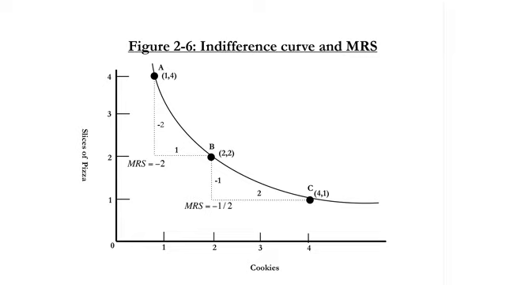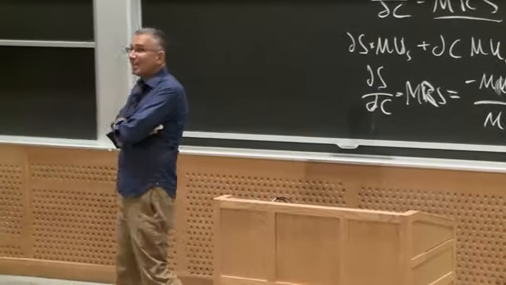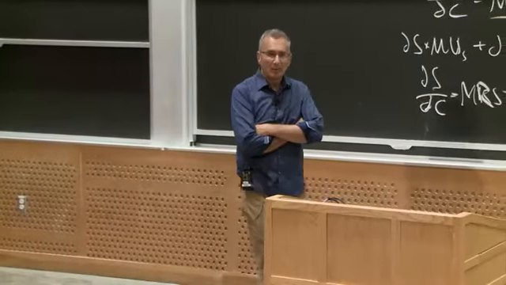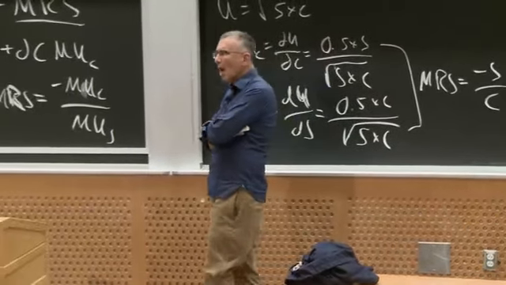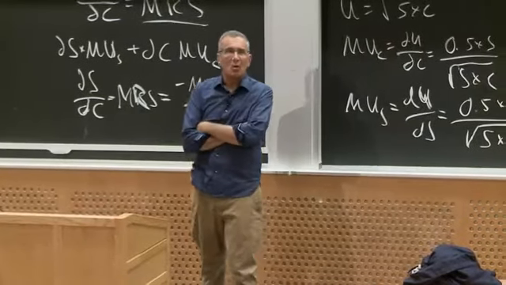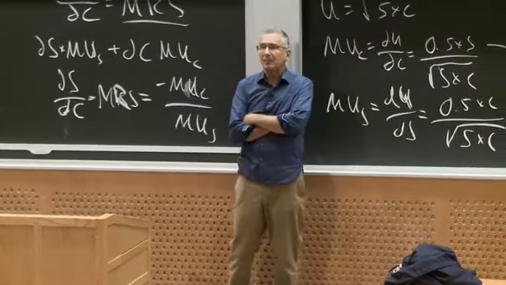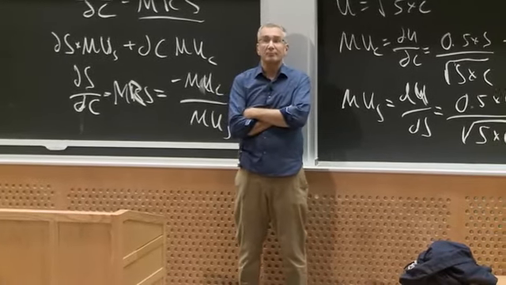You're indifferent between all the points, but they have very different MRSs. At point A, the MRS is -4. You would be willing to give up 4 slices of pizza to get 1 cookie. At point C, the MRS is -1/4. You'd be willing to give up only 1 slice of pizza to get 4 cookies. Why? What's changed between points A and C? Why has the MRS changed so radically between points A and C?